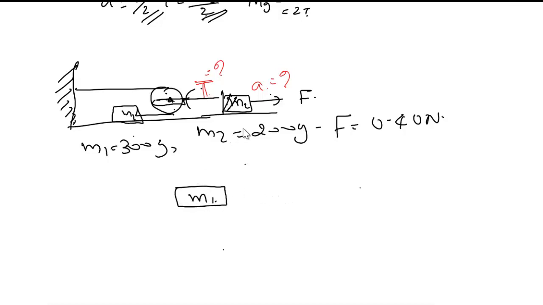For M1, first we need to find out which forces will be acting on it, right? Anyway, M1g is not there. Acceleration and tension we need to find out. So tension T will be acting in this direction, and acceleration also will be acting along the same direction.